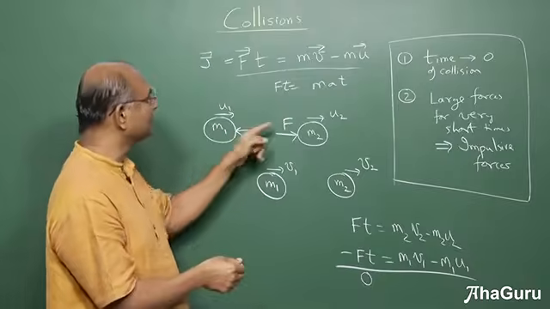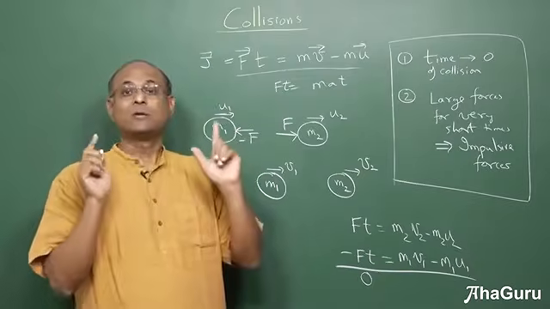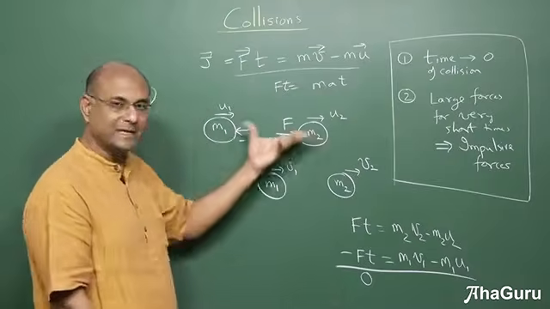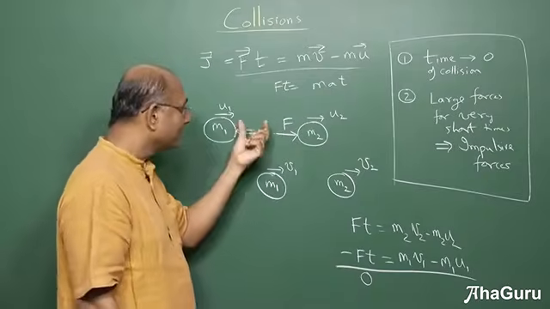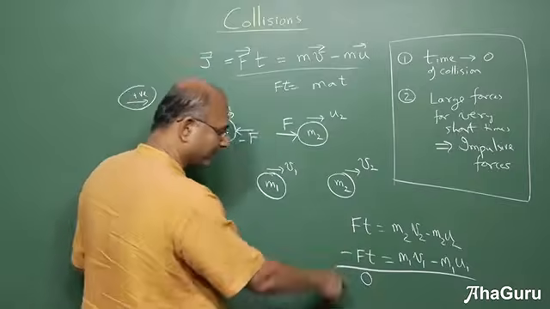Why are they equal and opposite? Because Newton's law says the forces are equal and opposite, and the time is the same because Newton's third law also says that they both act for the same amount of time. It doesn't say it explicitly, but it's there. So therefore, this impulse and this impulse are equal and opposite. So when you add them, it will become 0, like here.